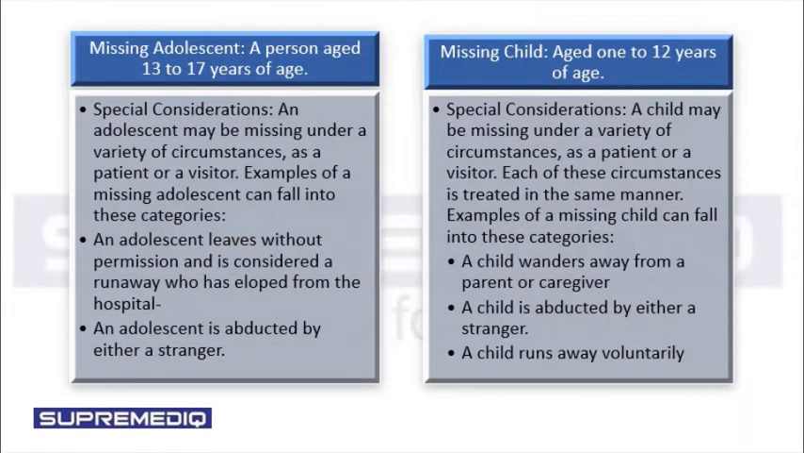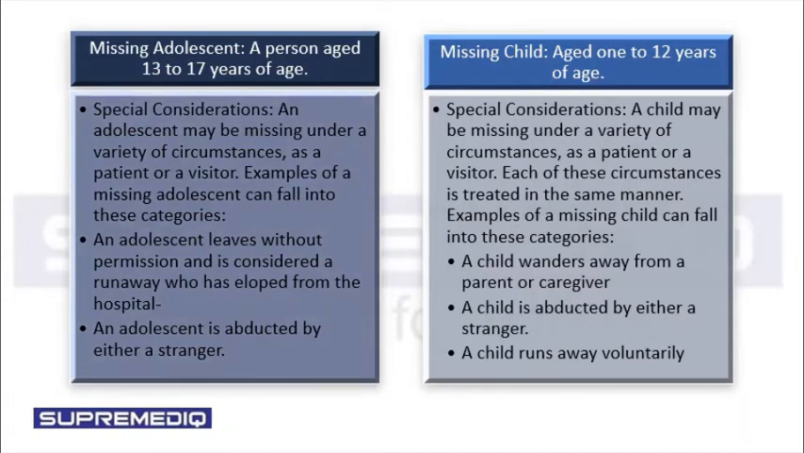Adolescent: a person aged 13 to 17 years of age. Special considerations: an adolescent may be missing under a variety of circumstances, as a patient or a visitor. Examples of a missing adolescent can fall into these categories. An adolescent leaves without permission and is considered a runaway who has eloped from the hospital. An adolescent is abducted by a stranger.